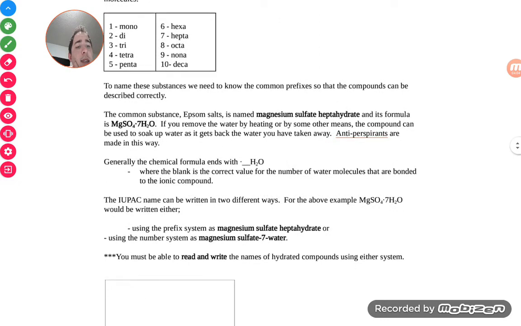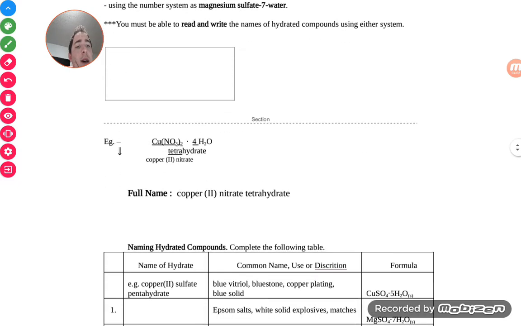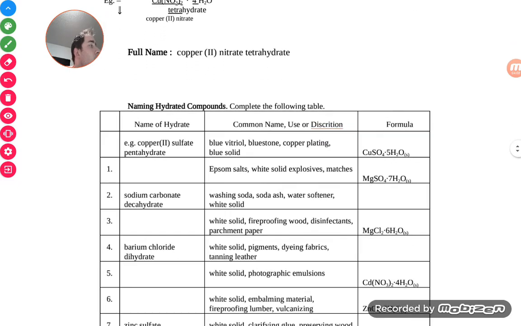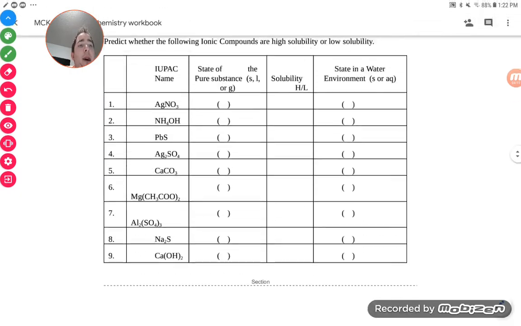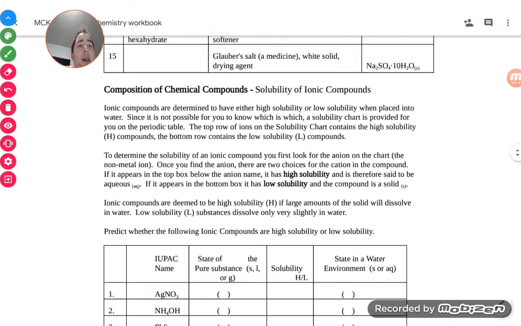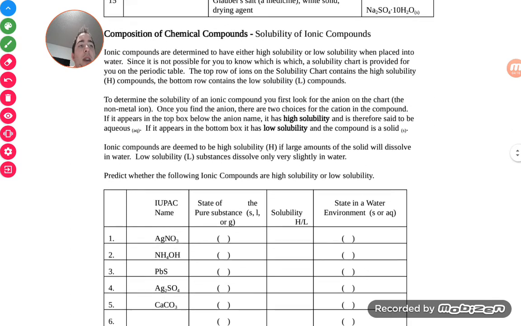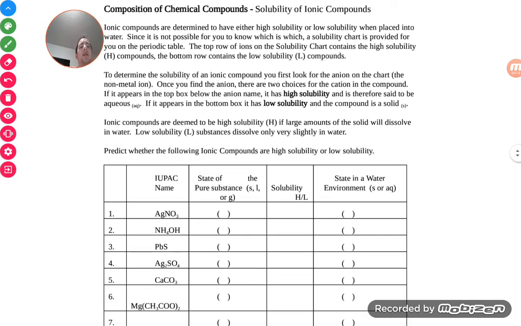Last but not least for this little lesson, we're talking about the solubility of ionic compounds. Basically, all this is learning how to read a part of your chart.